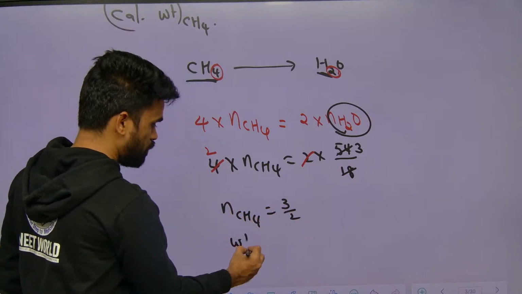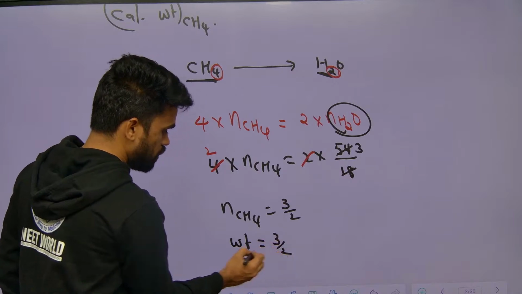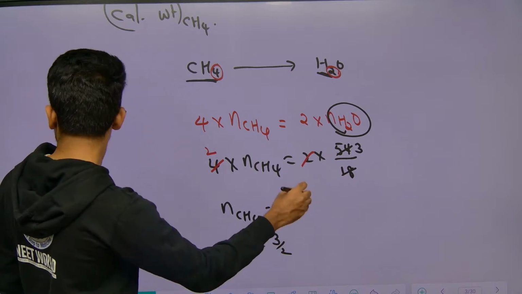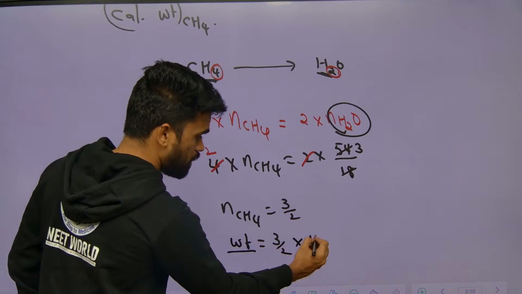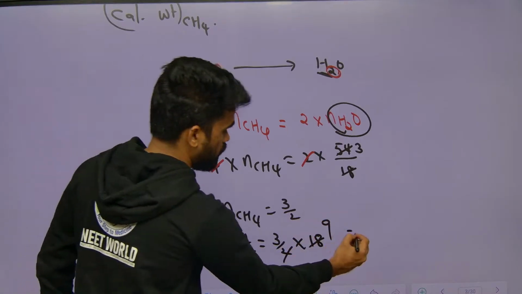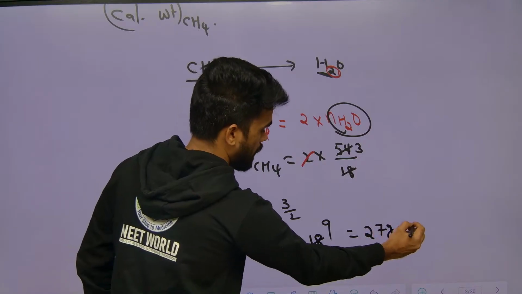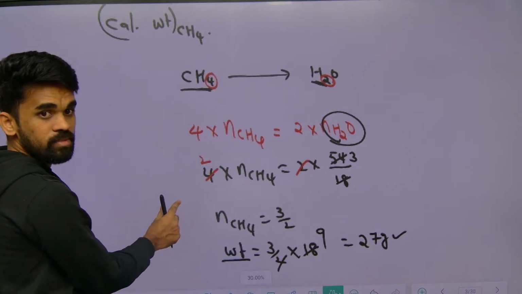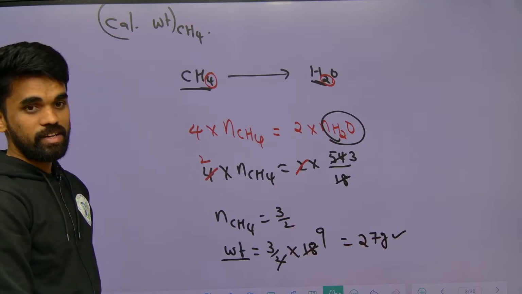Weight of methane will be 3 by 2 into molar mass. So it will be 18, so it will be 9. So 27 grams. How many grams is it? 27 grams. That's it.